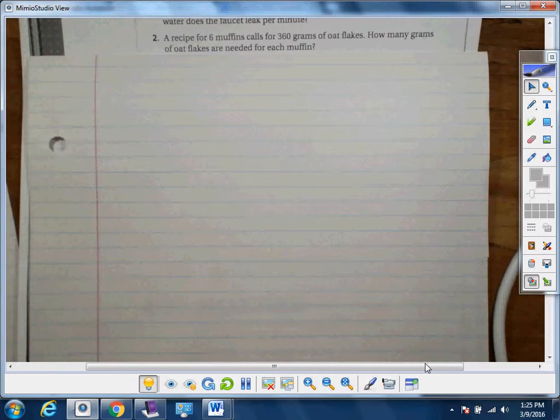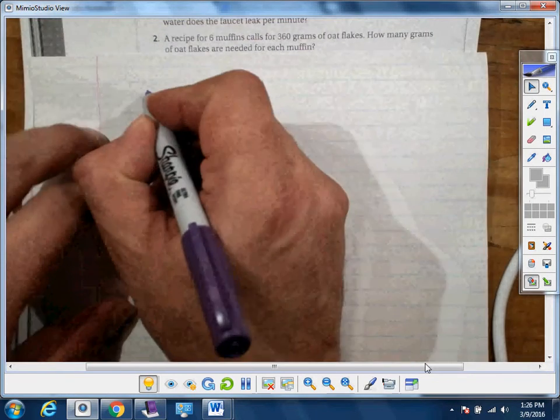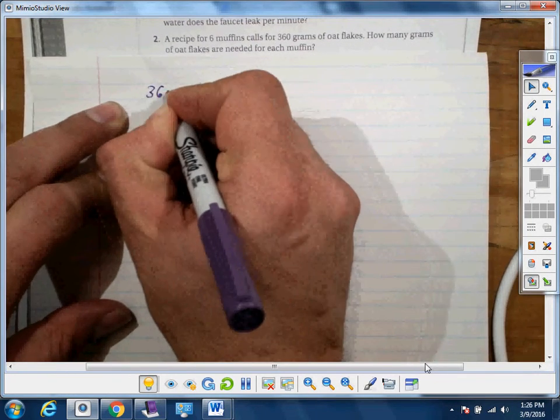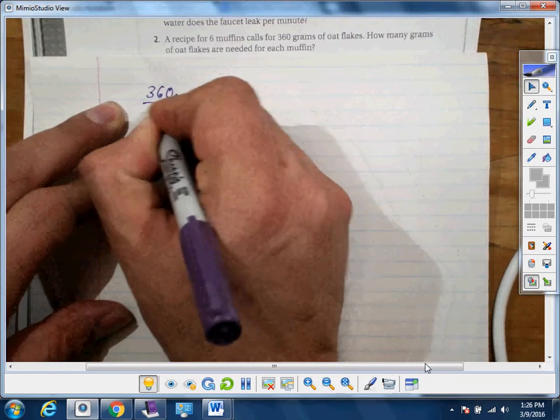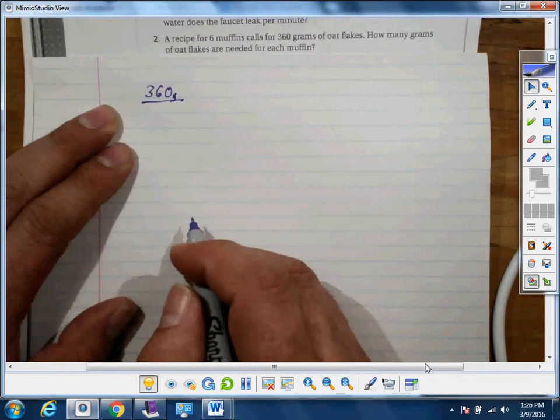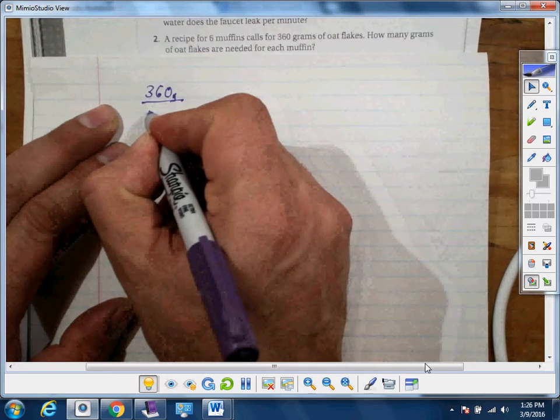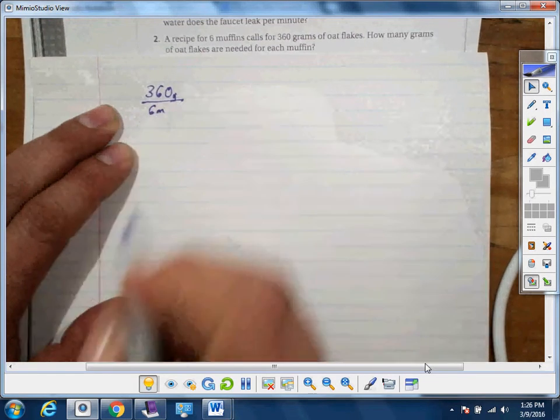Might be, but not always. The other reason is, no, because it's a unit rate, and they tell you that they want to know how much for one muffin. So the number you want to reduce to 1 is the number you want on the bottom. Because it says it's 360 grams, and I'll put the G in there because that's what it is. 360 grams in 6, and we'll just call that M for muffin.